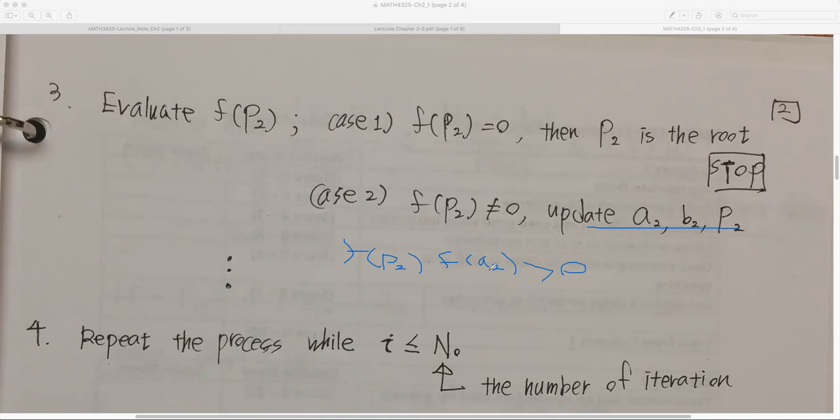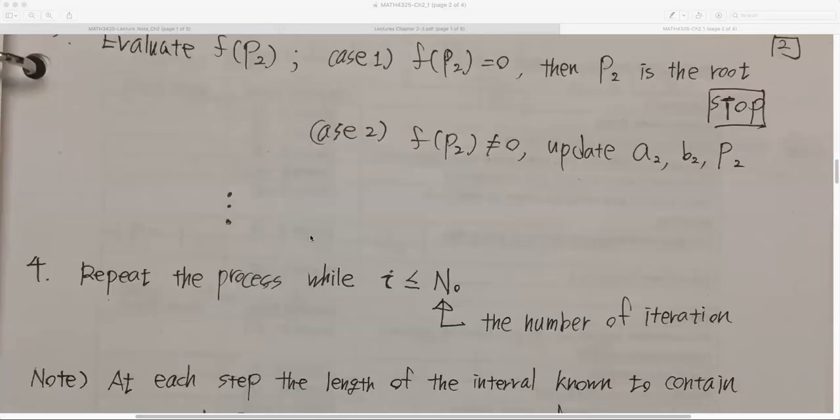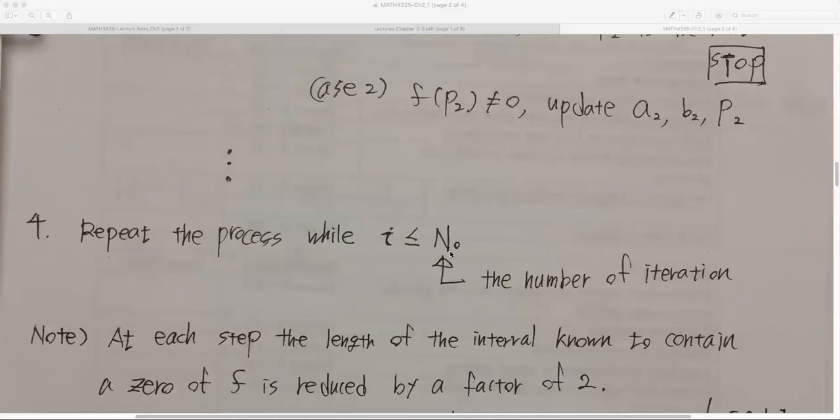Then the a3 is gonna be what? p2. Okay. And then what if f of p2 times f of a2 is less than 0? Then the signs of f of a2 and f of p2 are different. Then p3 is gonna be p2. Okay. Let's keep it like this. So now we repeat this process while i is less than or equal to n0, and n0 is the number of iterations.